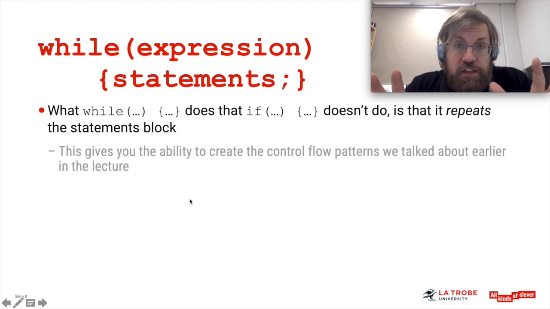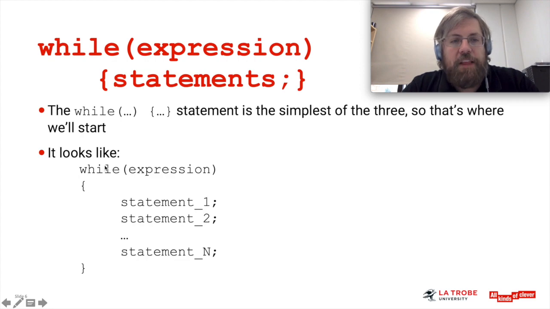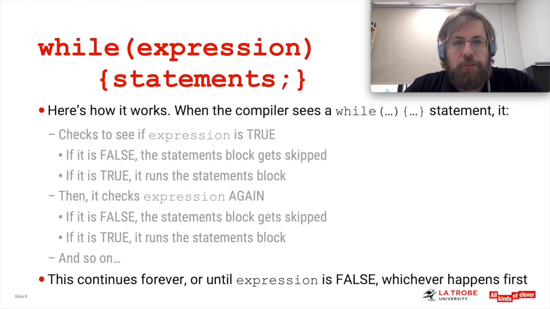The difference is that it repeats the statement block. So this gives you the ability to create control flow patterns like we talked about earlier in this video. So where if this while were an if, it would just either do these statements once or not at all. With a while, it does the statements any number of times, from 0 to infinity. And we're going to see all those cases in some examples.